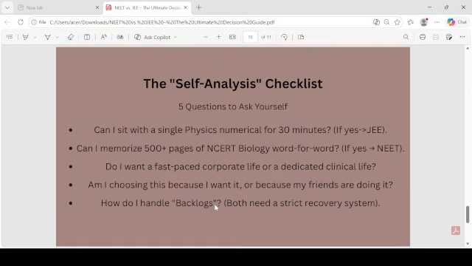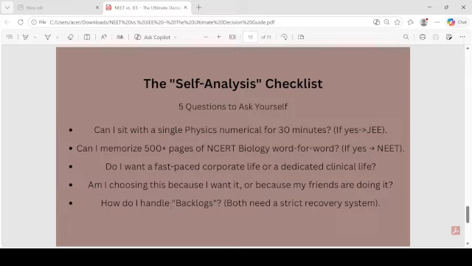The last slide of this video is the self-analysis checklist. These are the 5 questions you have to ask yourself. The first question: can I sit with a single physics numerical for 30 minutes? If yes, then choose JEE. Can I memorize 500 plus pages of NCERT biology word for word? If yes, then choose NEET. Do I want a fast paced corporate life or a dedicated clinical life? And am I choosing this because I want it or because my friends are doing it? You have to ask yourself this question as well.